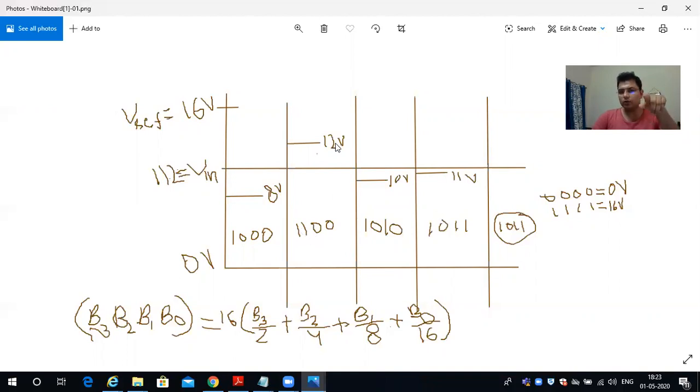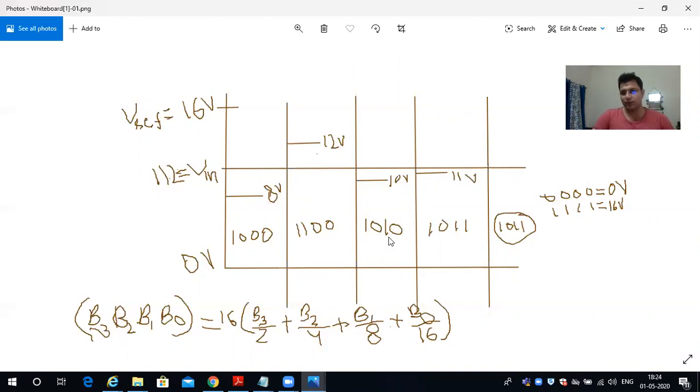Now 12 volt we will compare with voltage in, that is 11.2. For that we require the comparator circuit, which will compare this voltage with 12 volt. Now 12 volt is greater than voltage in, so we will not consider this because we can't accommodate 12 volt in our addition because 11.2 is less. So we will omit this one.